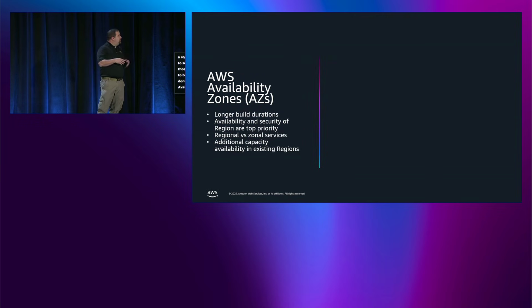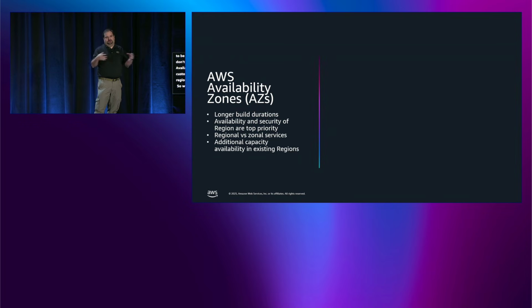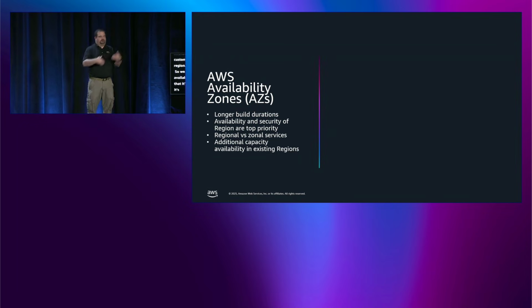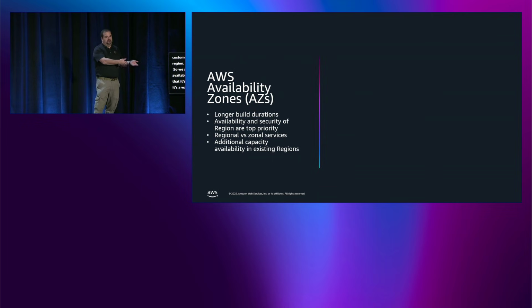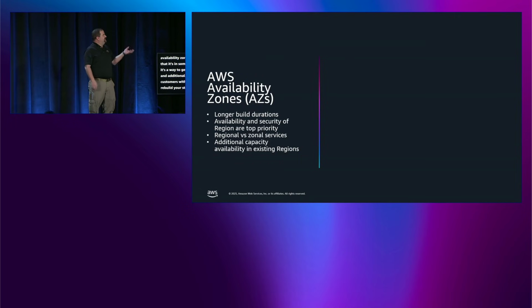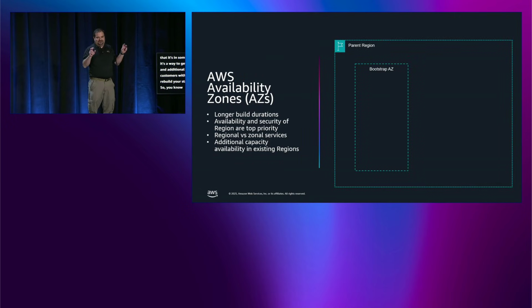So we are expanding our availability zones worldwide, and in some ways it's nice because it's a way to get additional resiliency and additional capacity available to customers without you having to rebuild your stack in a new region. So that provides some greater flexibility there. And the way that we do it is we essentially, instead of having a bootstrap region, we have a bootstrap AZ, and we just create a VPC there.